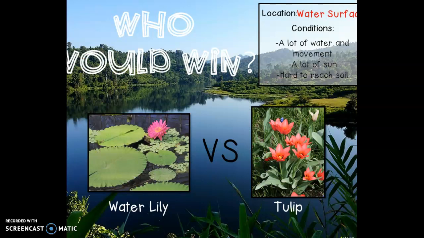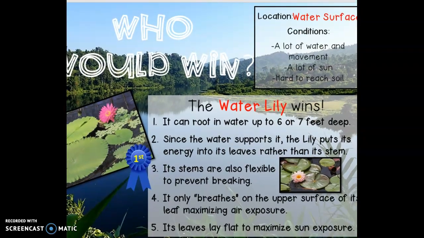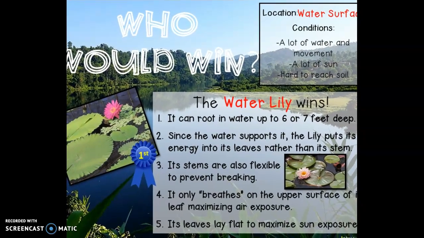Who will win? The water lily or the tulip? Think about the physical characteristics of each of these plants. You're right. The water lily wins. The water lily needs lots of water for movement, and it can survive in the hot sun. It also can survive in the water because the soil in the water is hard to reach. It can root up to 6 or 7 feet deep water.